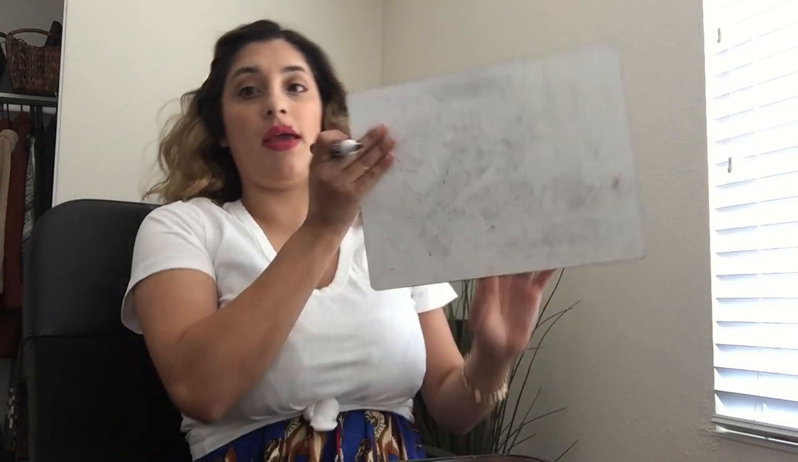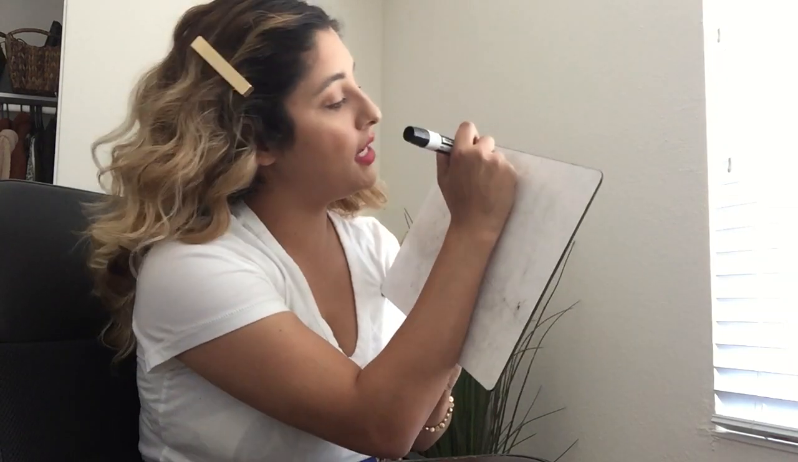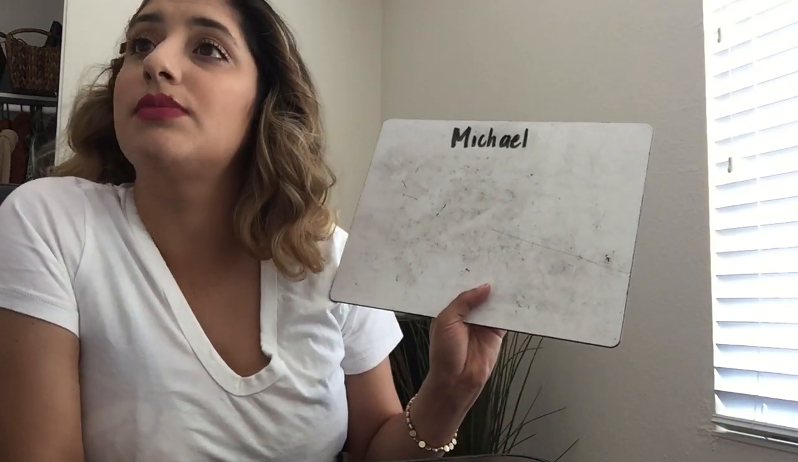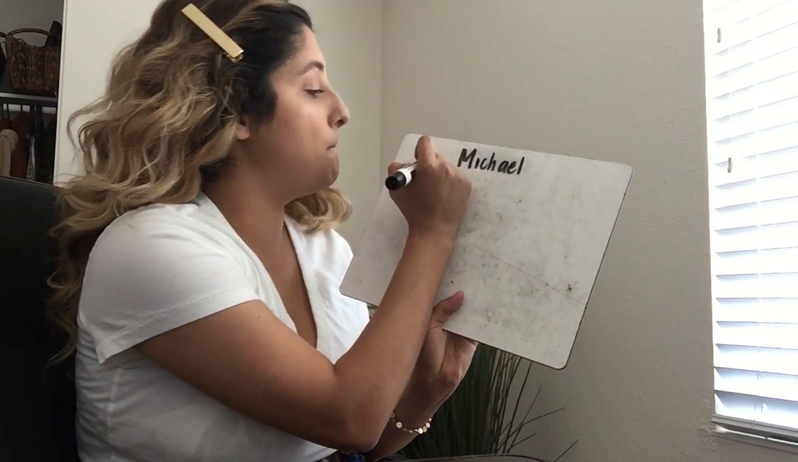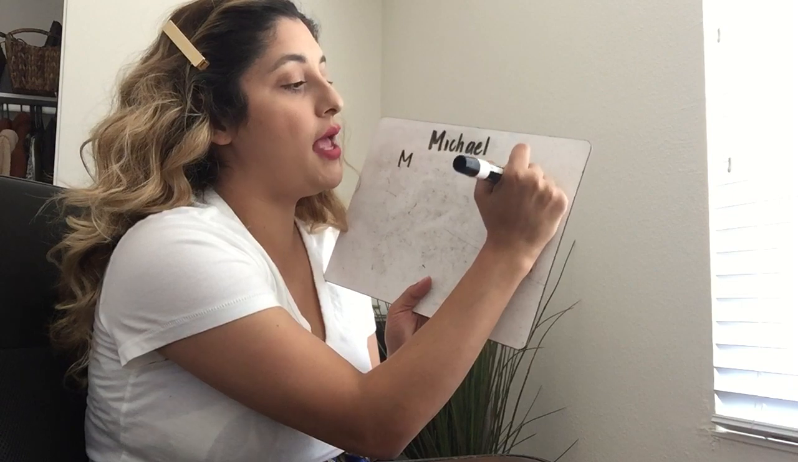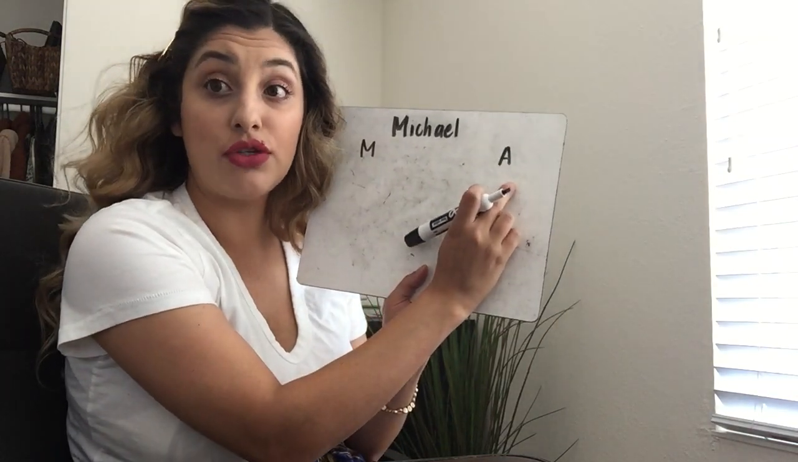So we have a guy named Michael. So I'm gonna get my whiteboard ready and I'm gonna write Michael at the top. Capital M-I-C-H-A-E-L. So there's my buddy Michael, and he is planting flowers in the morning. So I'm going to put M for morning, and then over here I'm going to put A for afternoon, because he plants some in the morning and then he plants some in the afternoon.